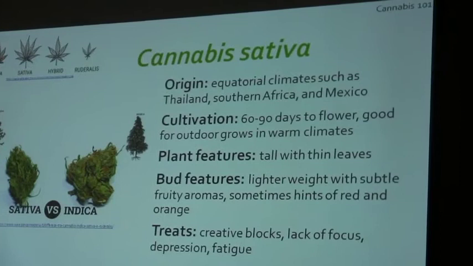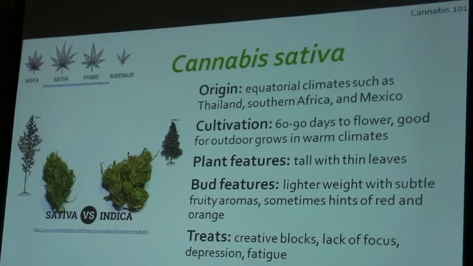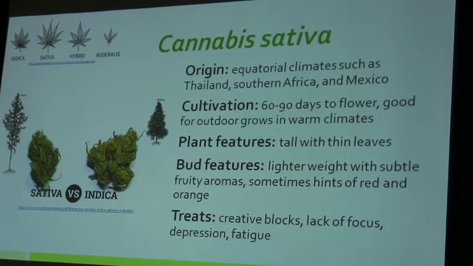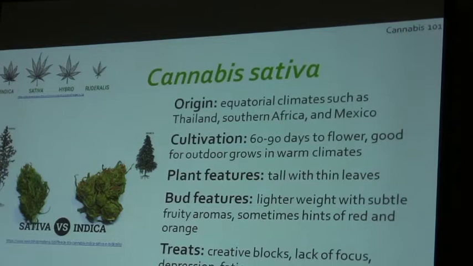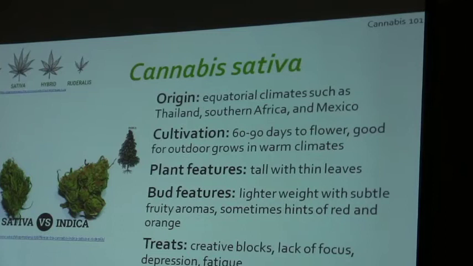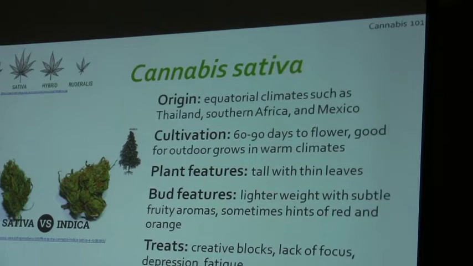Sativa, usually the bigger plants, was found mostly in equatorial climates, so Thailand, South Africa, and Mexico. Again, it's hard to pinpoint its exact origin. Most people accept Chinese areas such as Thailand more than Africa or Mexico, but again, due to globalization, it's found in usually the warmer climates. In terms of cultivation, it typically does take longer, 60 to 90 days. But again, you can manipulate this largely through the amount of light you put on your plants.